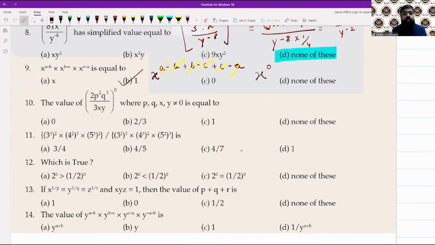Now the next one, 10th. Let's see who gives the answer for 10th. The value of this to the power of 0 where p, q, x, y are not equal to 0. So let's see who gives the answer first. Question number 10, it's very, very easy. No need to worry.